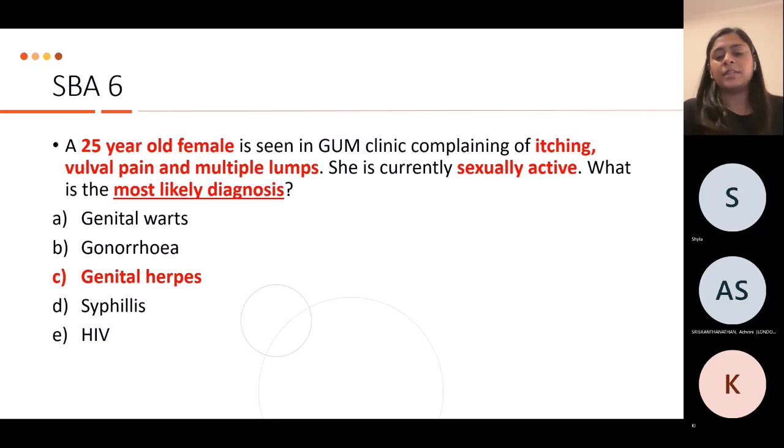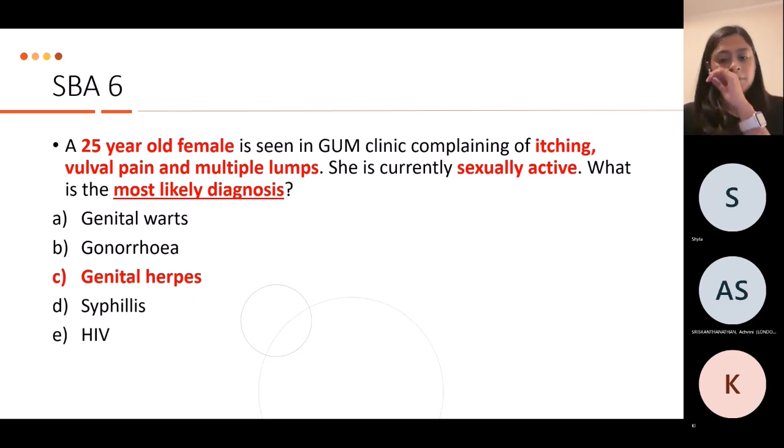in there. But remember, genital warts are benign epithelial or mucosal outgrowths, and they're usually caused by HPV. They're typically not painful. So usually the difference between genital warts and genital herpes in a question will be pain. If it's painful, usually lean more towards herpes. If it's not painful, lean more towards warts.